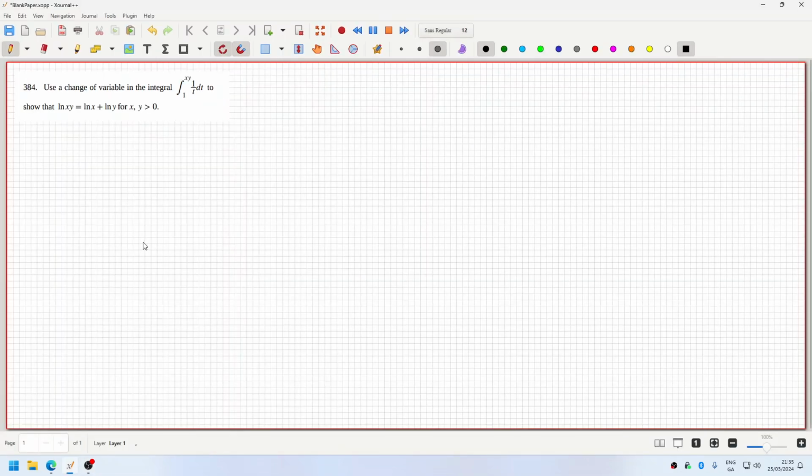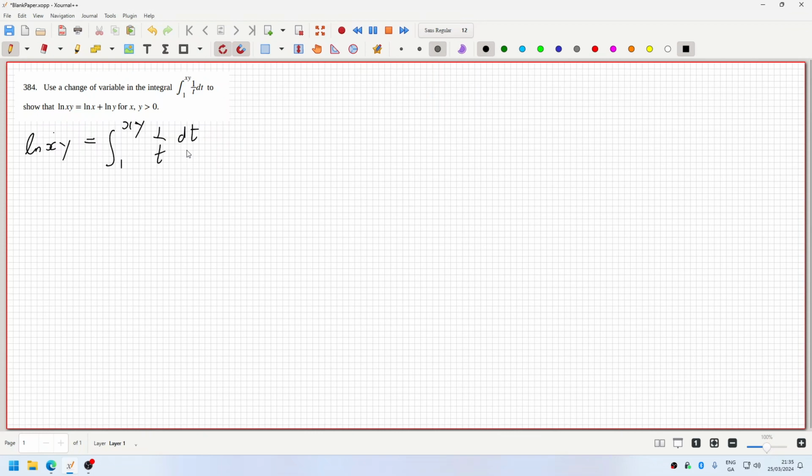Okay, let's see now. Use a change of variable in that integral to show that log xy equals log x plus log y. What about change of variable, but I need... let's see, log xy equals the integration from 1 to xy of 1 over t dt.